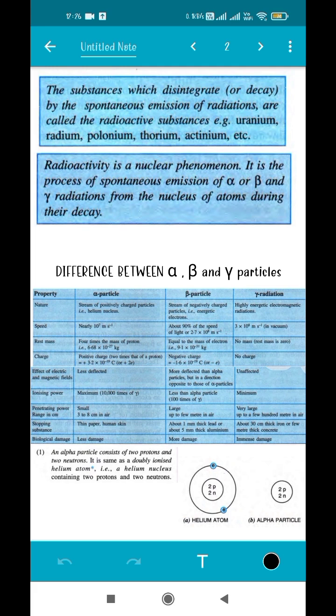For beta particles, it is lead and aluminium, quite thick, almost 1 millimeter of lead or 5 millimeters of aluminium. But for gamma radiation, we have to use 30 centimeter thick iron or concrete. That means gamma radiations can penetrate through a very huge distance. That's why, in order to stop it, we require a very thick material. Now about biological damage. Since alpha particles do not penetrate into the human body, they cause very little or negligible damage. Beta particles can cause a little more damage, but gamma radiations cause the most damage.